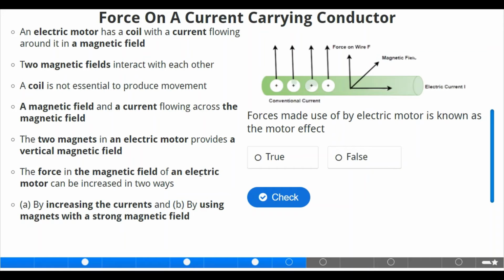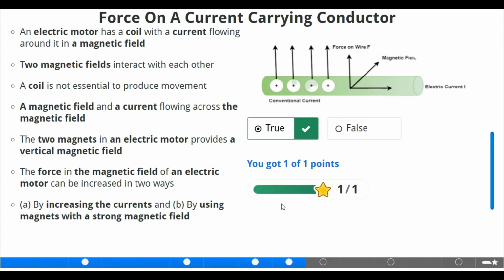Now, looking at this diagram, this is the direction of the force on the wire, this is the direction of the magnetic field, and this is the direction of the electric current. You can see that the force on the wire is perpendicular to the electric current, while the magnetic field acts across the force on the wire and the electric current. Forces made use of by an electric motor is known as the motor effect. So that is true. Let's check. Correct.